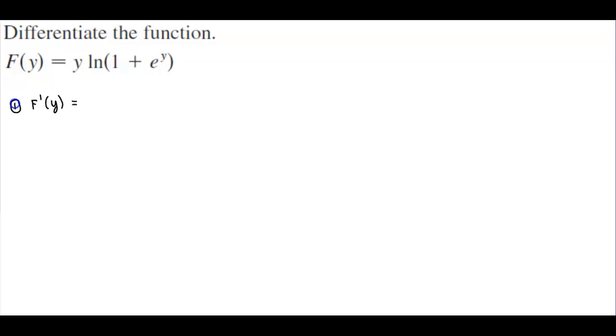So we know that we're going to have y times the derivative of the natural log of 1 plus e to the y, which is going to be 1 over 1 plus e to the y, and then times the derivative of what's inside, which is e to the y, and then plus the derivative of y, which is 1, times the natural log of 1 plus e to the y.